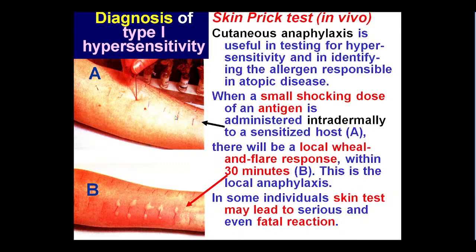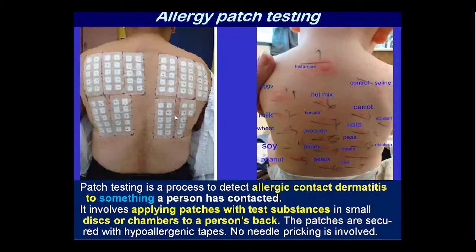In some patients, hypersensitivity is very highly developed, and this may lead to the development of very severe complications. Due to this, in some cases, an allergy patch test is performed, and this patch test does not involve injecting the allergen, but applying the allergen on the surface of the skin.